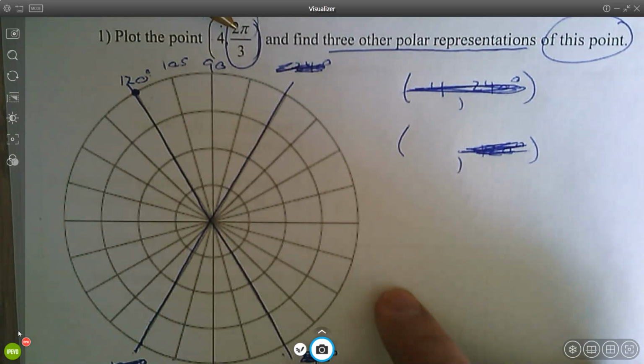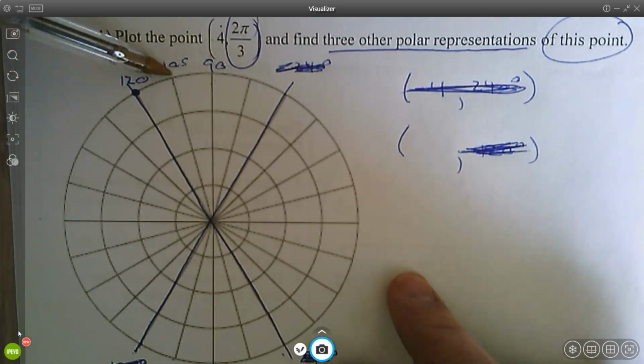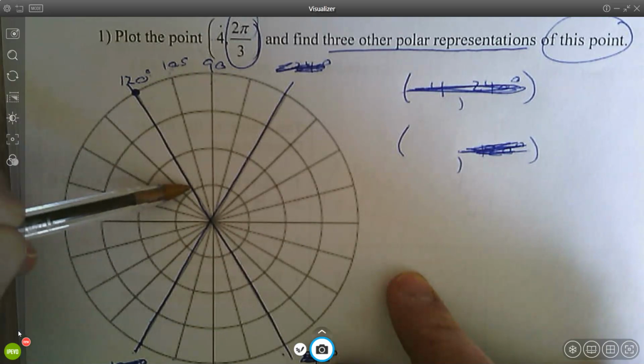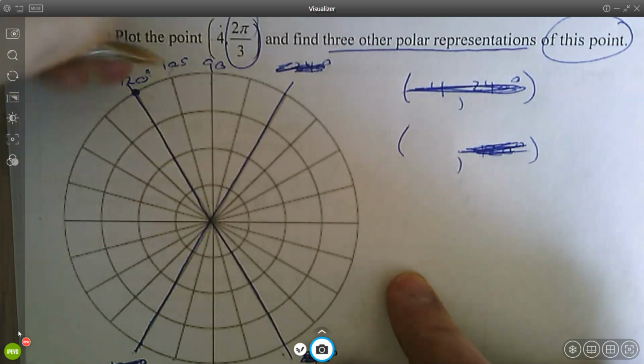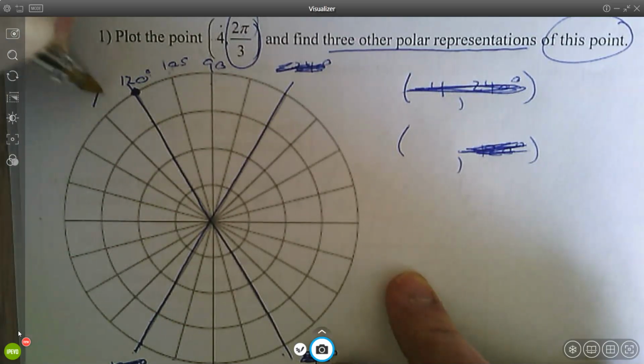So we take that 2 pi divided by 3, you get 120 degrees. So we're going to graph this point. We know that this quadrantal angle is 90 plus 15 plus 15. This is 120 degrees. The radius is positive, so we're going to move towards that 120 degrees, 4 circles. All right, so there's that point. Let's call this point A.